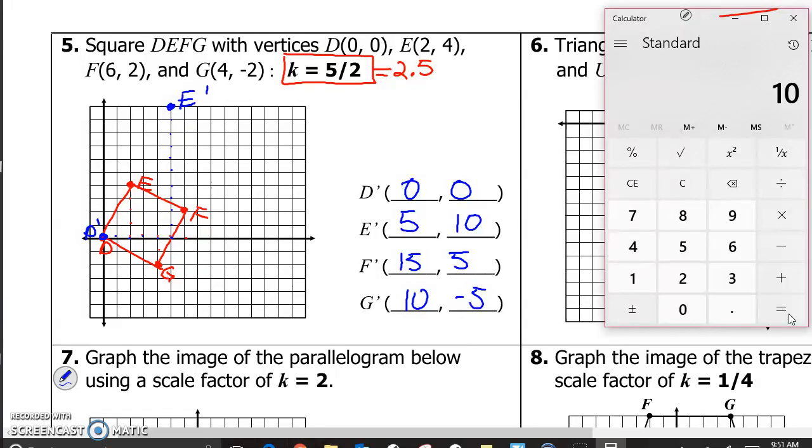And then F is at 15, 5. 6, 7, 8, 9, 10, 11, 12, 13, 14, 15. Oh, 1, 2, 3, 4, 5. Oops. And then G is at 10, negative 5. 1, 2, 3, 4, 5, 6, 7, 8, 9, 10. 1, 2, 3, 4, 5. So although that point D stayed, the figure still got 2.5 times bigger.